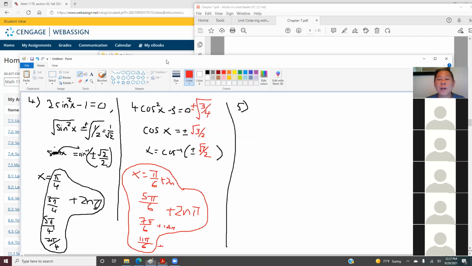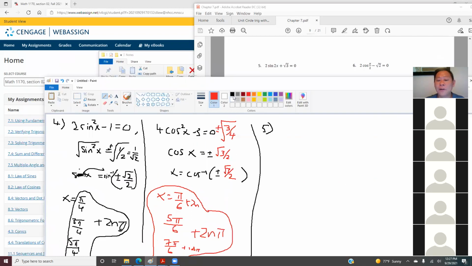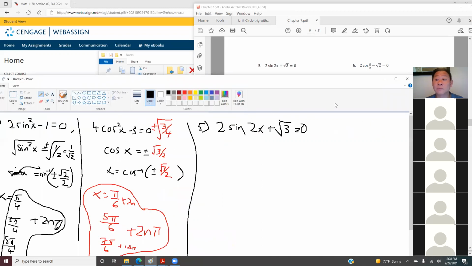So I want you to try question number 5 here, which is 2 sine 2x plus √3 equals 0. These are the kinds of questions you will get in your test 1 next week, like number 5 or number 6. Like usual, we solve for sine 2x in this case. Now you don't have plus minus here because there's no square root.